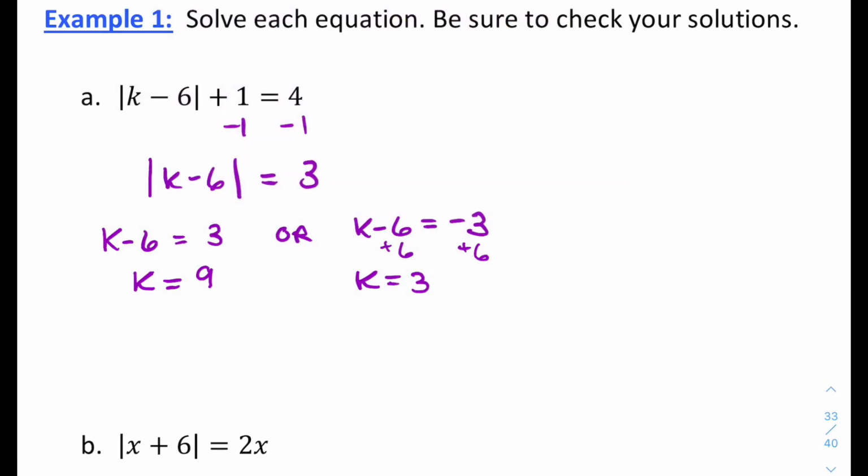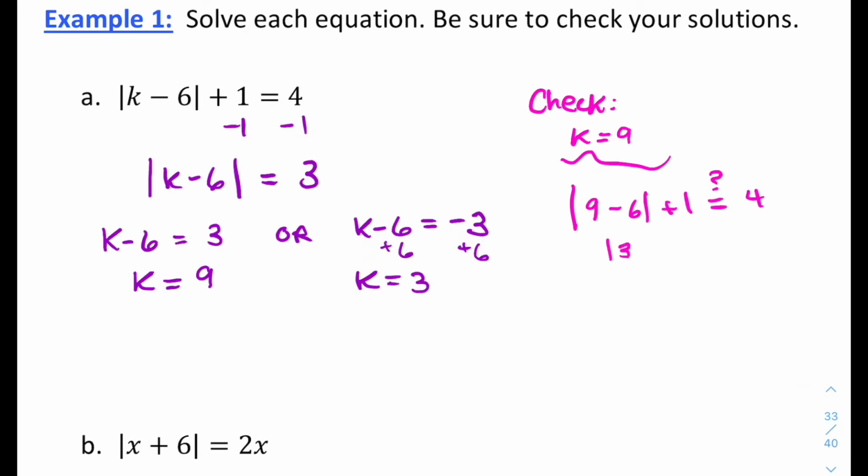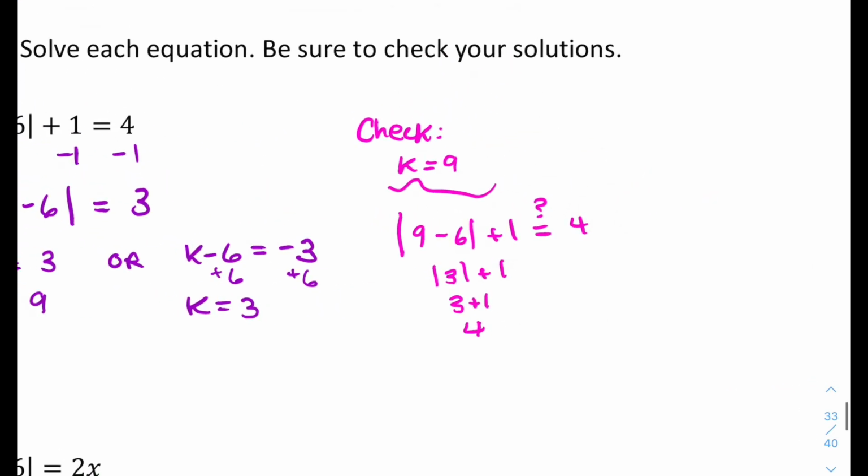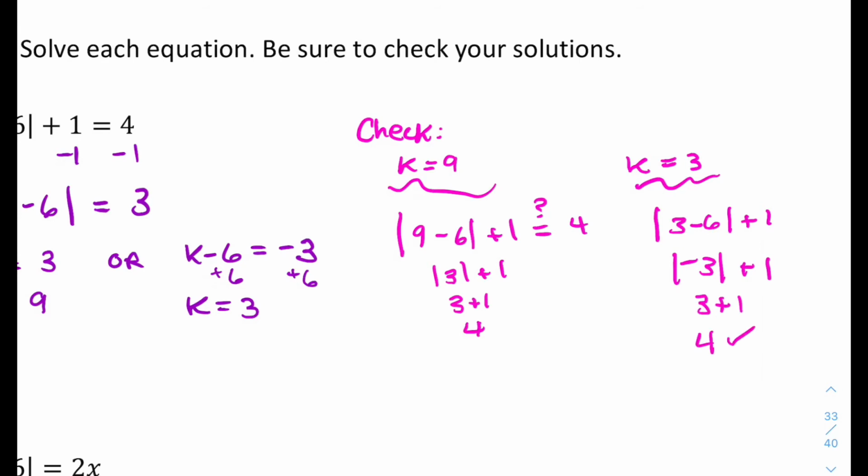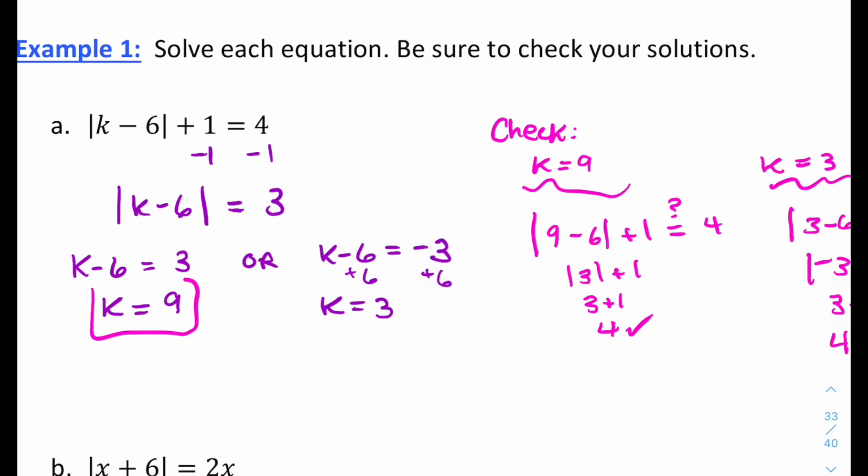We do need to check these in the original to make sure that they actually work, so let's try 9 first. So plug it into your original equation. You've got the absolute value of 9 minus 6 plus 1, and we're trying to see if that equals 4 or not. Absolute value of 3 plus 1, and then 3 plus 1 is in fact 4, so 9 works. We need to do the same thing with 3, so if you plug it back in, run through a quick little check here. You do need to make sure you're in the original equation, because otherwise it might seem like it doesn't work, but it does, because when you take the absolute value of negative 3, you get positive 3. So those do both work, and you have two solutions to that one.